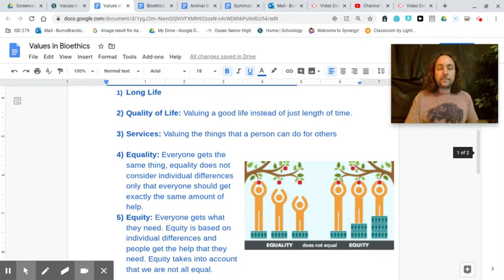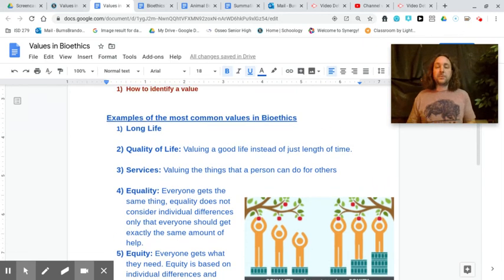So let's talk about some of the most common values in bioethics. The most common ones that we use. You might have, from the last activity you did, identified values in yourself that don't show up here. But when we're making decisions for other people, we usually end up using the same basic values, and it's sort of this either-or back and forth whenever resources are limited. So if not everybody has access to everything they want, what is the most important thing to value?